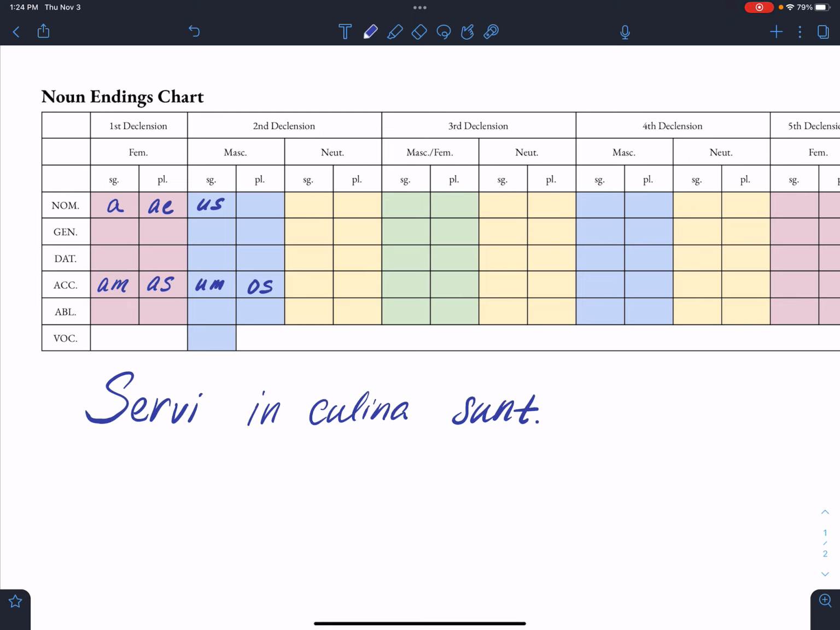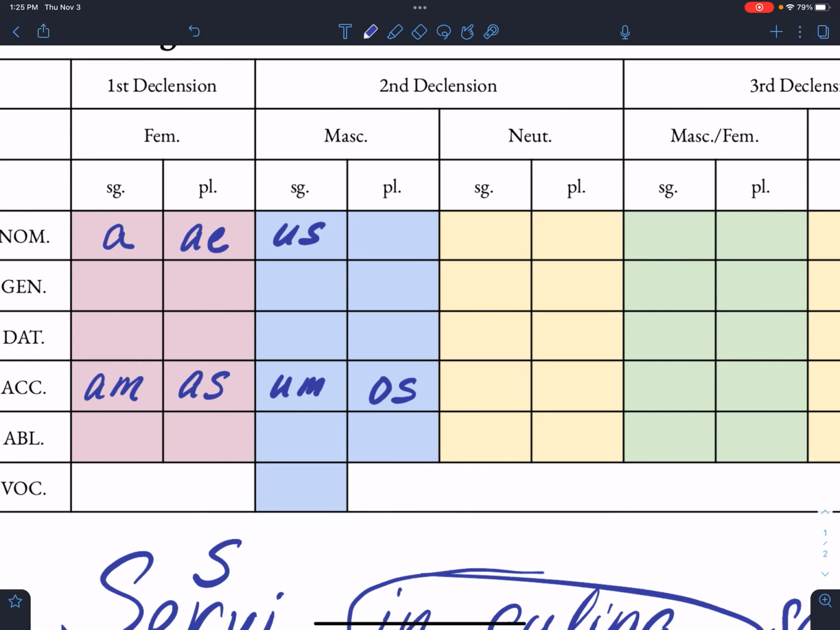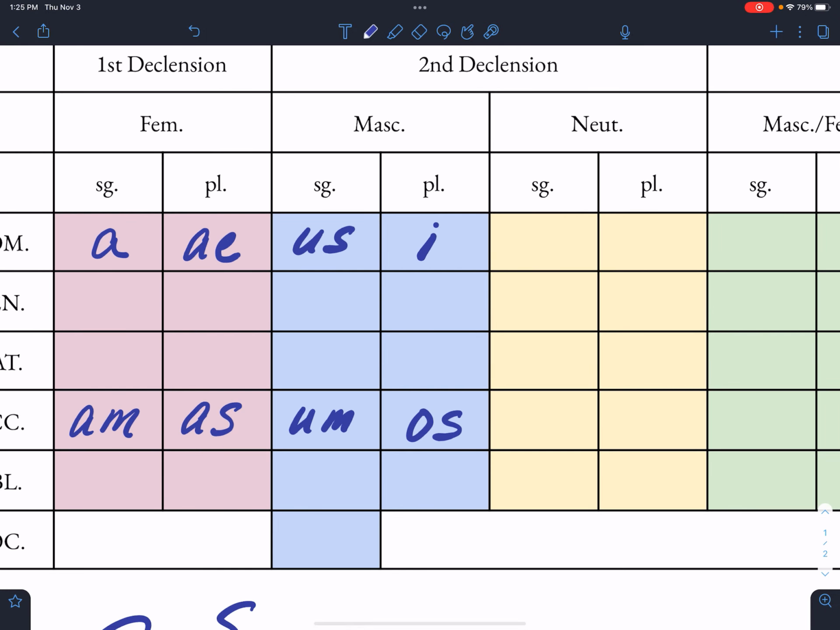Okay, "servi in colina sunt". All right, so my verb is "sunt", and based on the "nt", that is going to be plural, which means my subject also has to be plural. And "in colina" is a prepositional phrase, so we're not going to do anything with that, but circle it and get rid of it as a unit. We're left with "servi". "Servi" is our plural subject. The ending is "i". Where is that going to go? Right here.